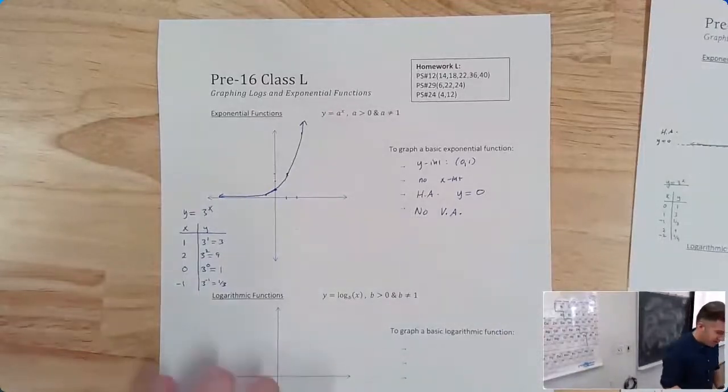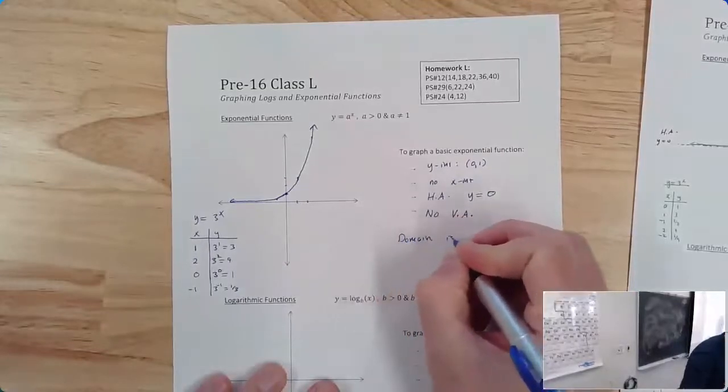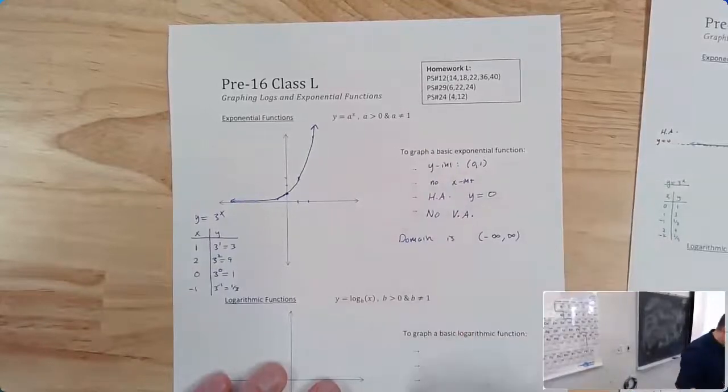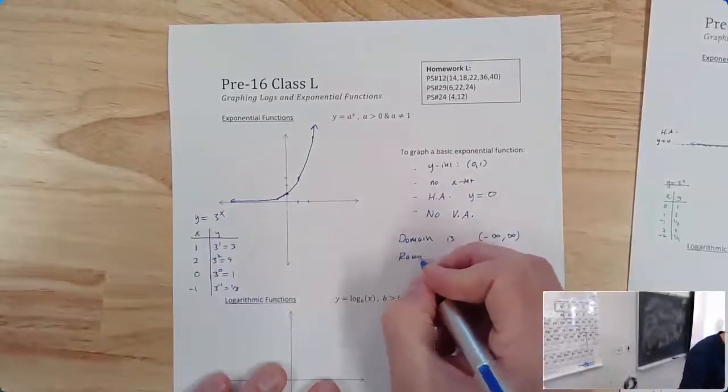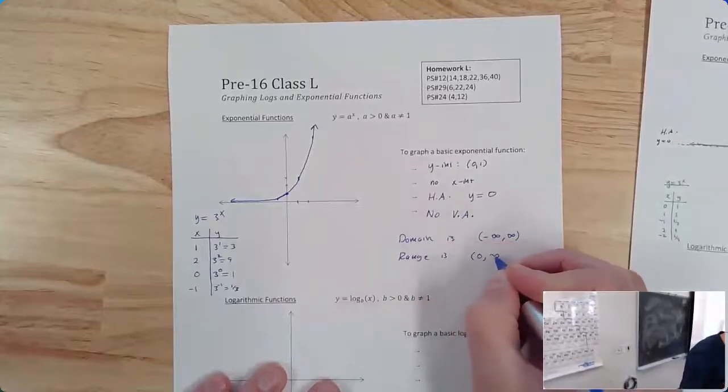Domain is everything. The domain is all real numbers, -infinity to infinity, and the range is all positive numbers, 0 exclusive to infinity.